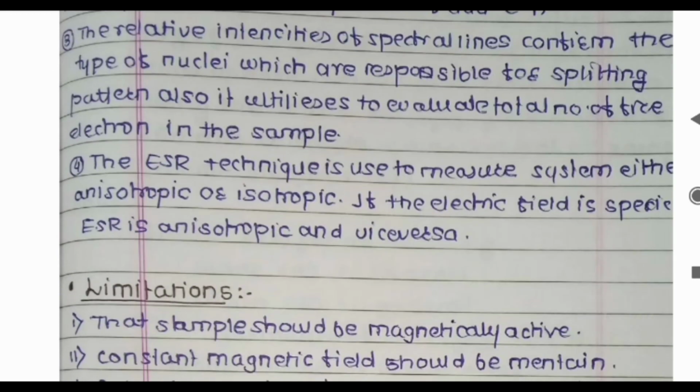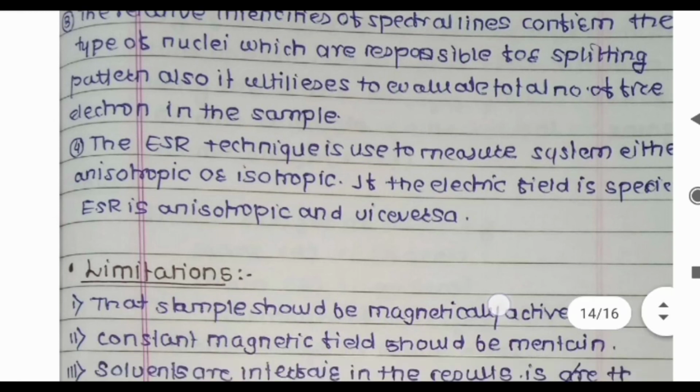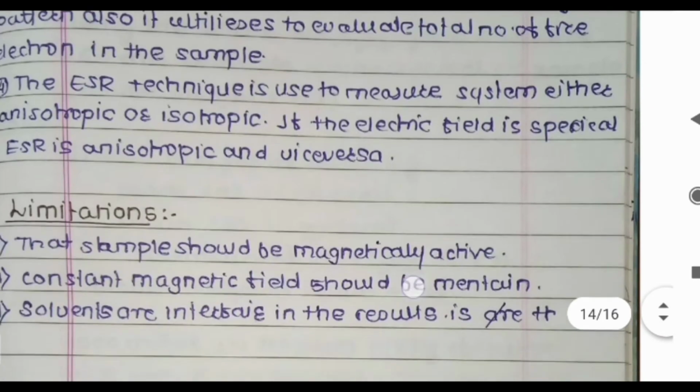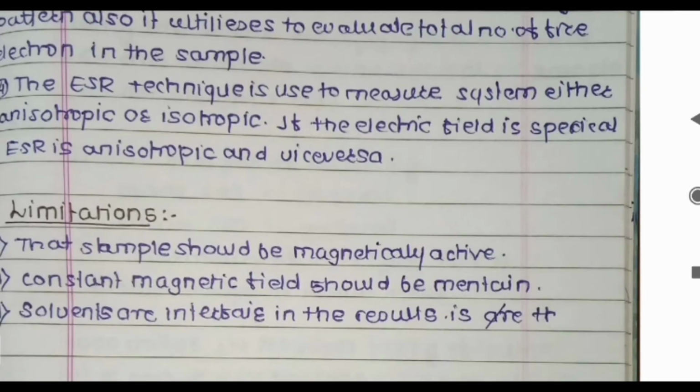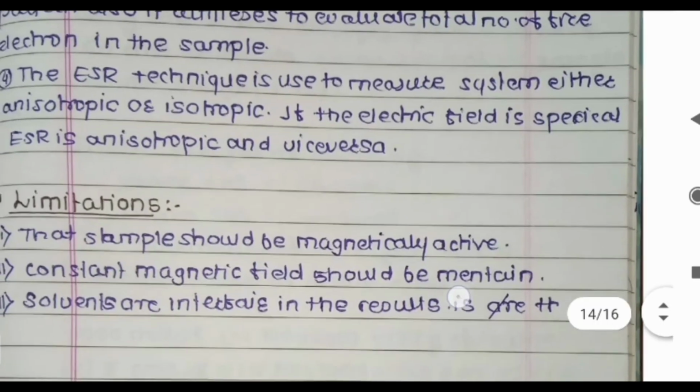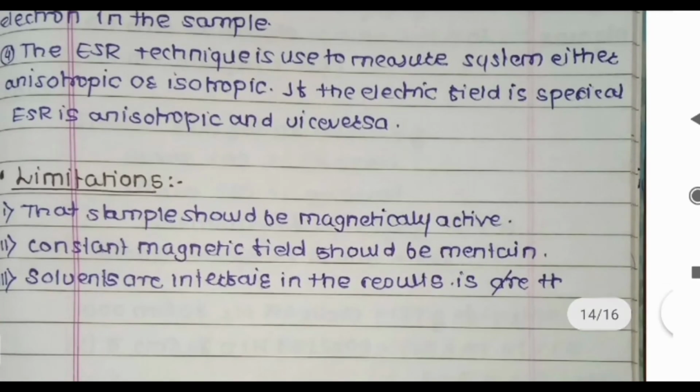So based upon intensity, as we have used for various spectroscopic techniques, we can say how much concentration is there. A similar thing we can apply here also. Based upon the intensity we can calculate or evaluate the total number of free electrons in the given samples. Next, the ESR technique is used to measure the system, either the anisotropic or isotropic shift.